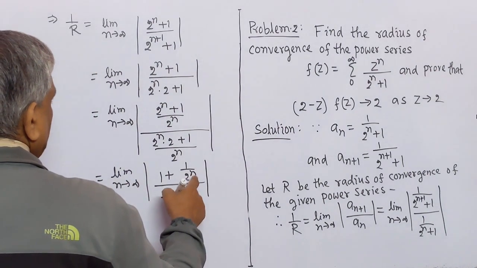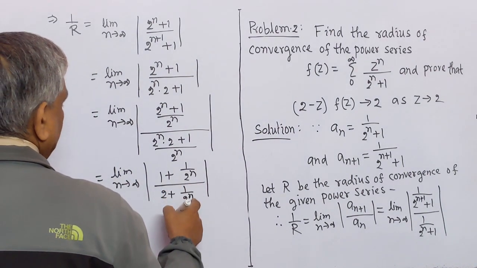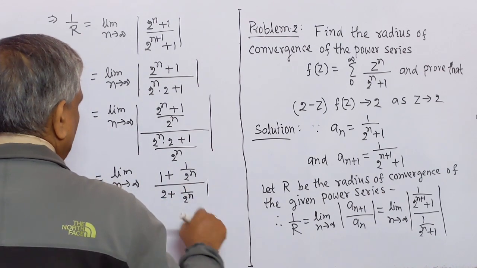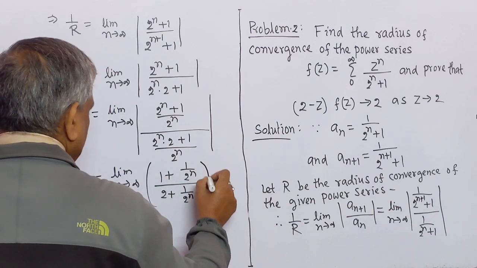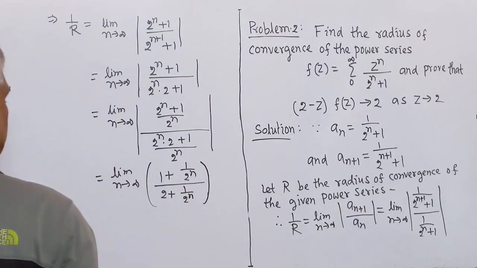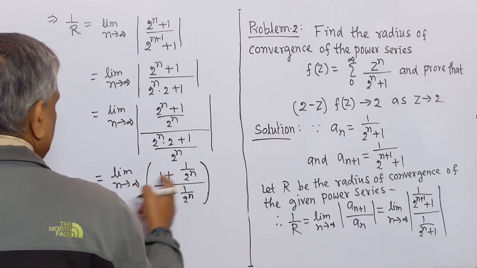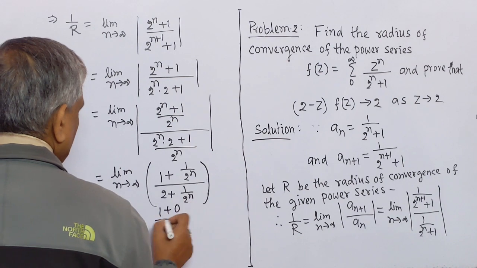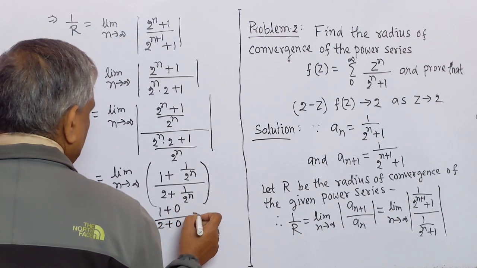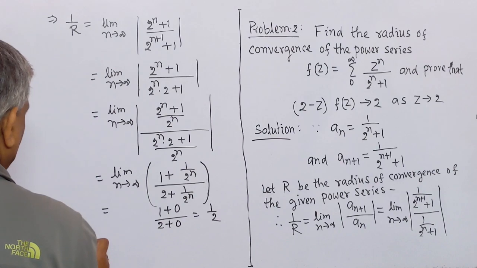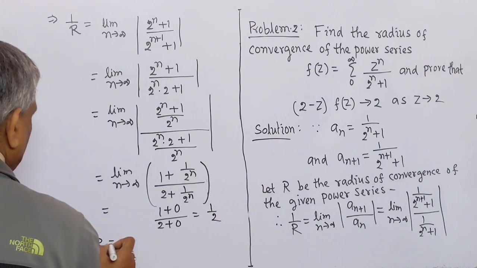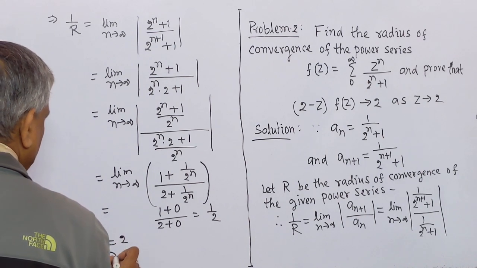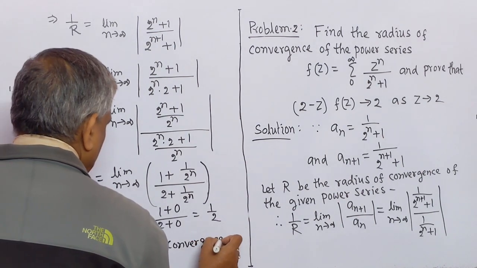Here n is a non-negative number, so no need to use this modulus, only we may write a simple bracket. Using limit n tends to infinity, we get 1 plus 0 by 2 plus 0 equal to 1 by 2, implies that r equal to 2, that is radius of convergence equal to 2.